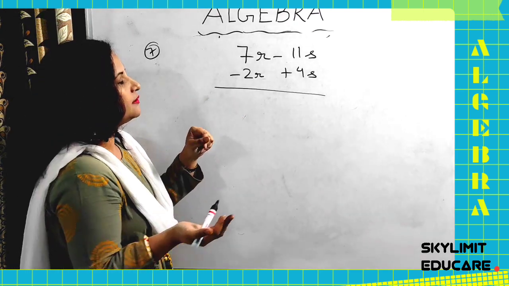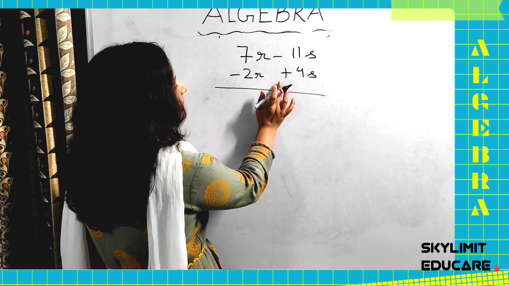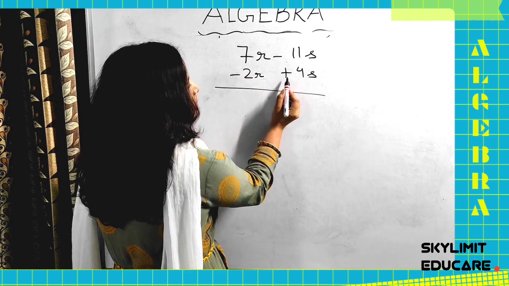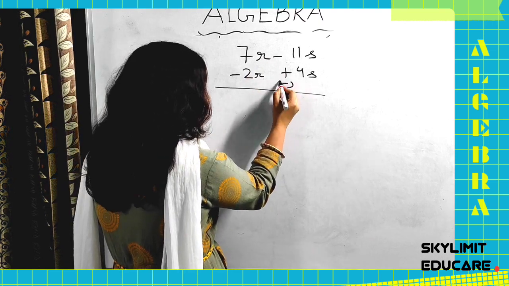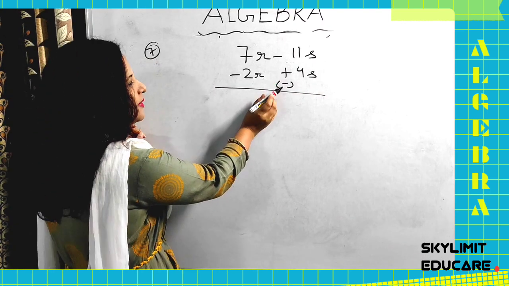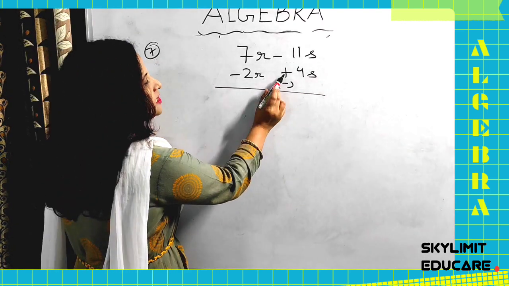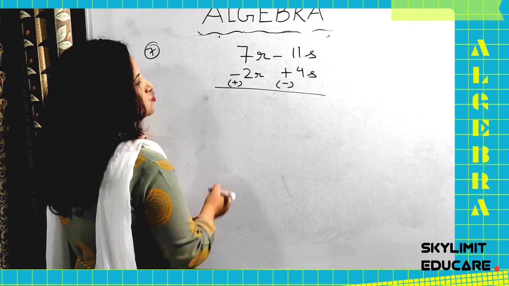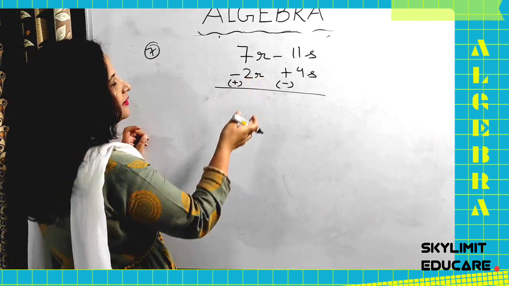Here also you change the sign. So here the subtrahend sign always changes. Minuend remains as it is. The subtrahend sign will change. It's better if you write the changed sign in the bracket. Clear? So plus 4s will become minus 4s. Minus 2r will become what? Plus 2r. Okay? Now you can add it.